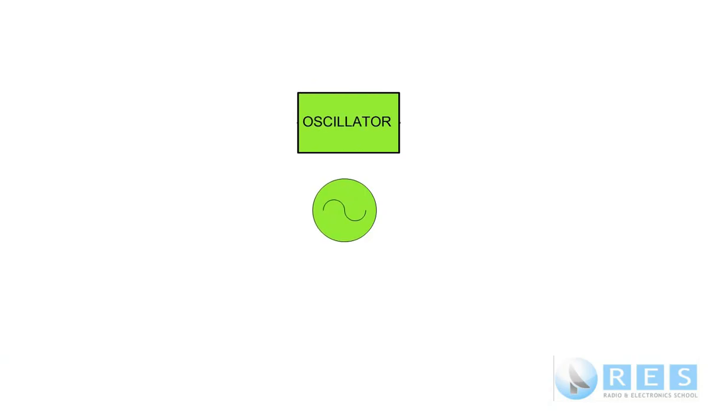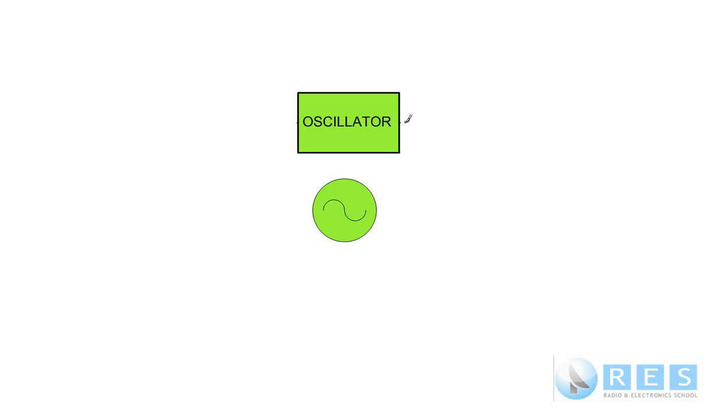To make radio transmission possible, we need to generate a radio frequency signal. To do that, we use a device called an oscillator. An oscillator just generates for us a sine wave at a particular frequency. This slide shows the two possible ways of presenting an oscillator in a block diagram. The one that you're likely to get in your assessment is this one.